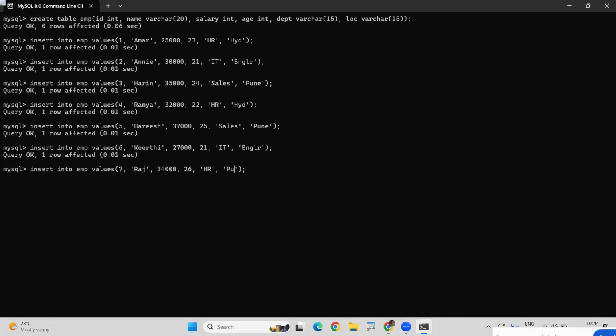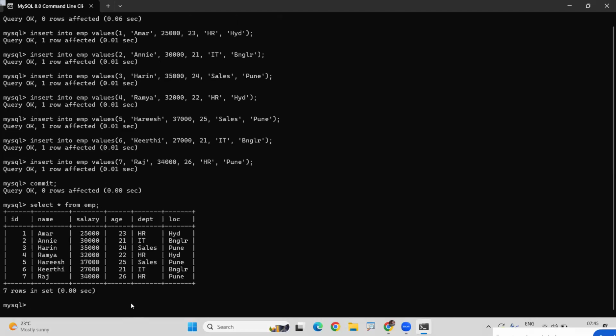And here, just commit and I'm checking select star from employee. Here it is, all the records I have inserted. Now I'm applying conditions, relational operators and logical operators I am using. By applying different types of conditions, we are able to retrieve the information.